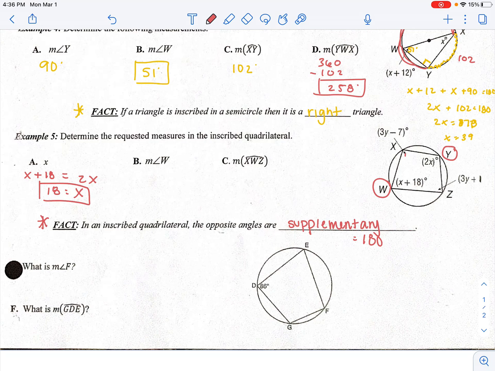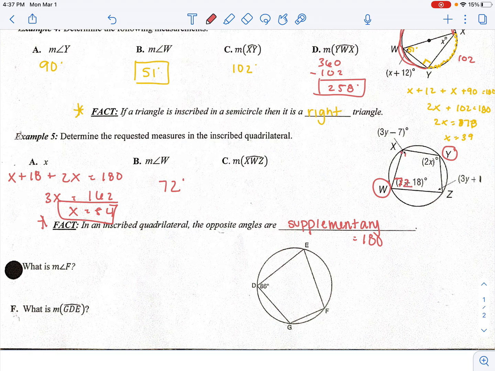They would find angle W. So let's plug that in. 18 plus 18. Oops, sorry guys, I did that wrong. I was saying they're equal. They're not equal, they add to 180. My bad. Got distracted there. So I'm going to say x plus 18 plus 2x equals 180. 3x, subtract that 18, is 162. X equals 54. If I do 54 plus 18 there, I get 72 for angle W.